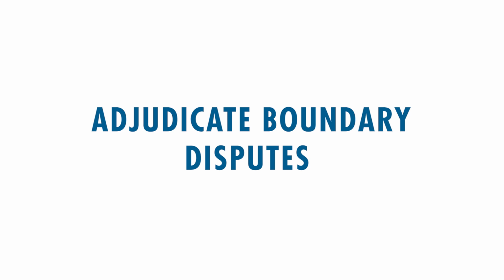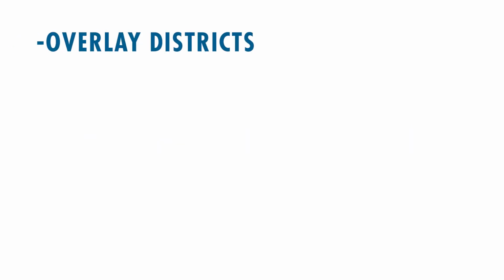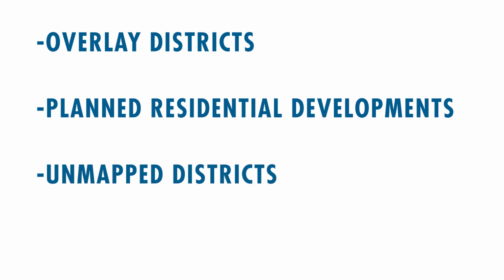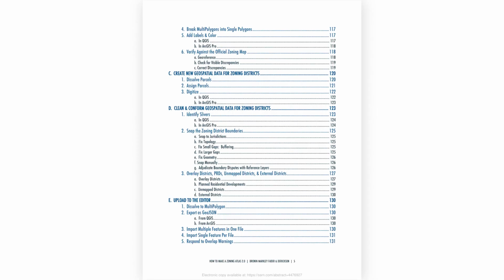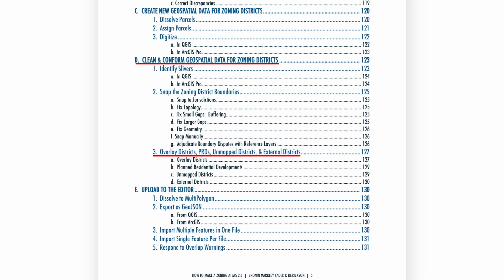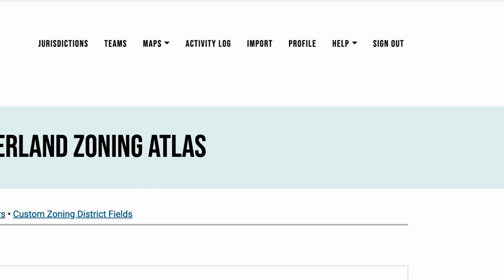To this point, we have focused exclusively on base zoning districts. There are, however, a number of oddball types of zoning districts that do not fit neatly into this framework. It is likely you have encountered overlay districts, planned residential developments, unmapped districts, and external or fringe districts in your overall zoning analysis. For instructions on how to prepare their GIS files for the editor, please consult section 5D3 of the How-To Guide. We also encourage you to contact the NZA team directly, as these district types may be challenging to correctly format.